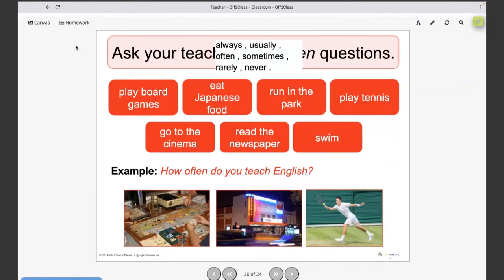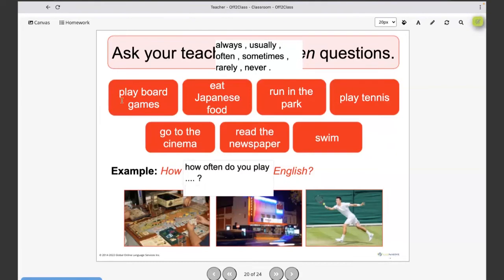Start off. Ask a question to Nora. How often do you play board games? Ready, Nora. I usually play board games. You usually play board games? Yes, board games like this. I usually play sequence. You know sequence. It's like this board, and yes, okay. There are others. Got it.